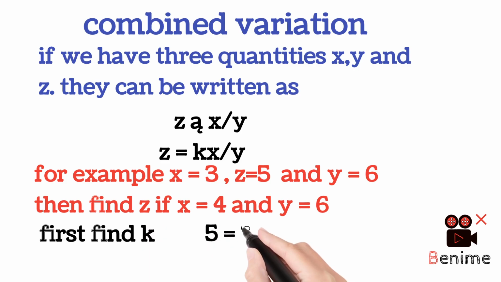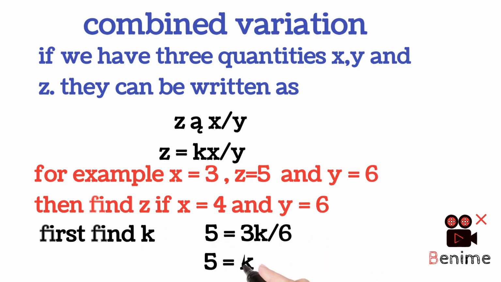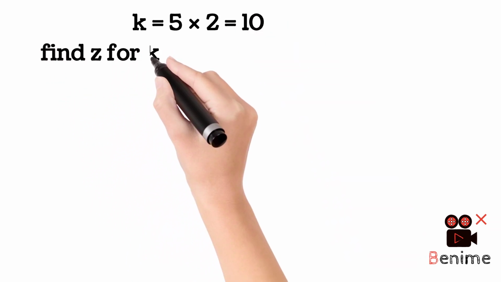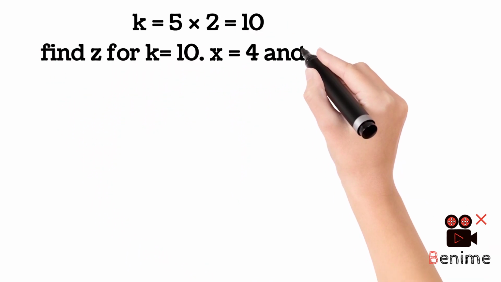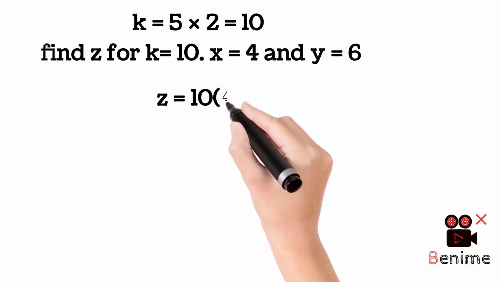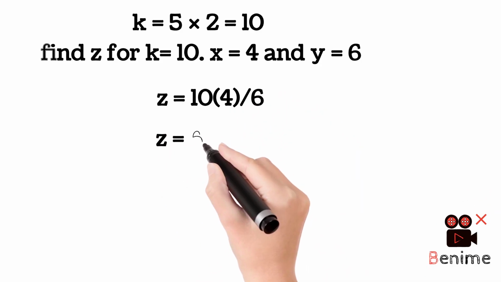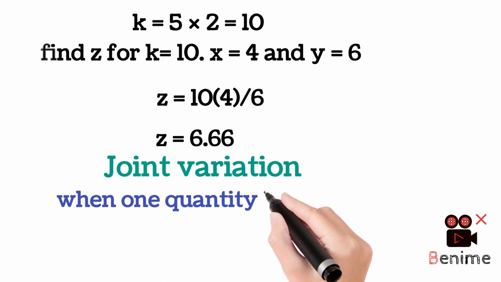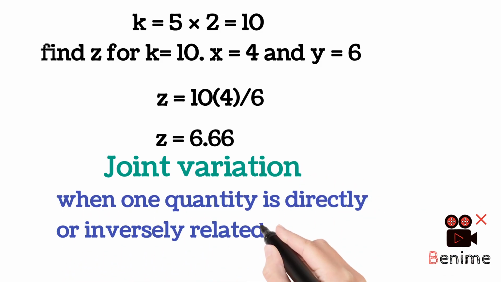For example, x is equal to 3, z is equal to 5 and y is equal to 6. Then find z if x is equal to 4 and y is equal to 6. By putting values, we find k, which becomes on division 5 is equal to k by 2, and k is equal to 5 cross 2 is equal to 10. So by using k is equal to 10, x is equal to 4 and y is equal to 6, the value of z is equal to 10 into 4 divided by 6, which becomes 6.66.